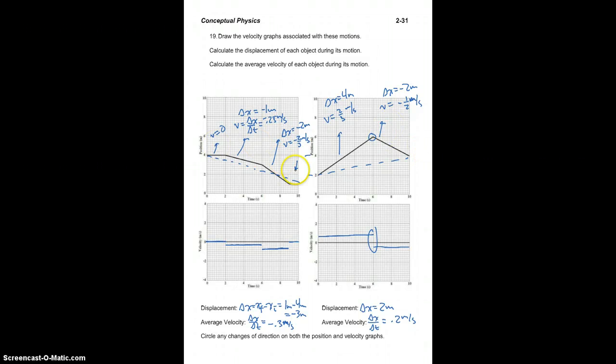Okay, so again, just calculating the slope for each section. As long as the slope is constant, so is the velocity. So that's why we have so many flat velocity graphs here, because these slopes aren't changing.